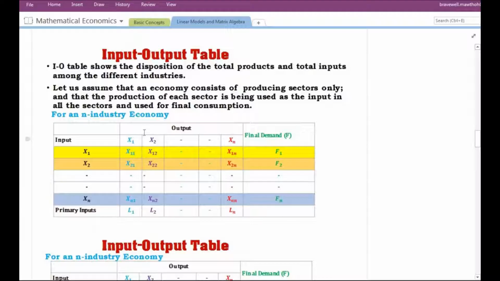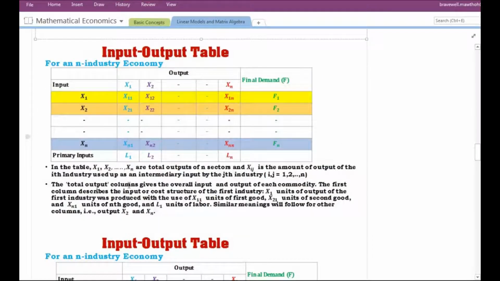Let us look at the input-output table. We know that the input-output table, as we have discussed earlier, shows the use of the total products and total inputs of the nth industries among the different industries. So the economy consists of producing sectors only, and the production of each sector is being used as the input in all the sectors and used for final consumption. In this particular table, we have taken into consideration and included nth number of industries.